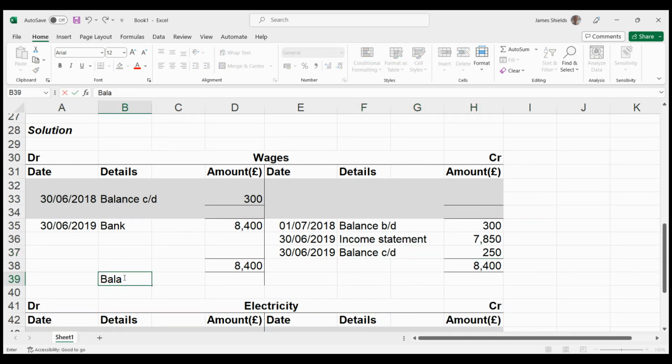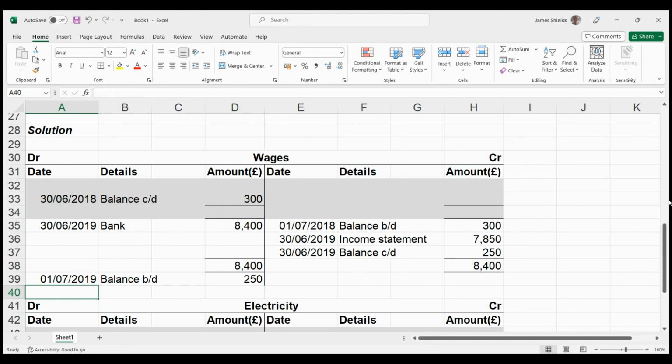So we've got balance brought down. The amount will be the same, so that's going to be £250. And the date is going to be the next day, which will be the 1st of July 2019. So that's your nominal ledger account for your wages for the year ended 30th of June 2019.